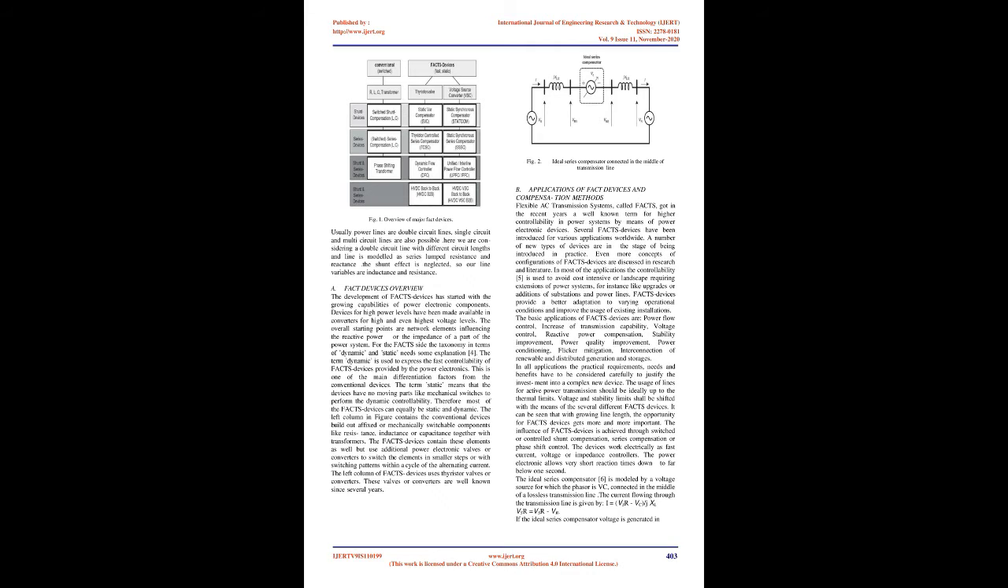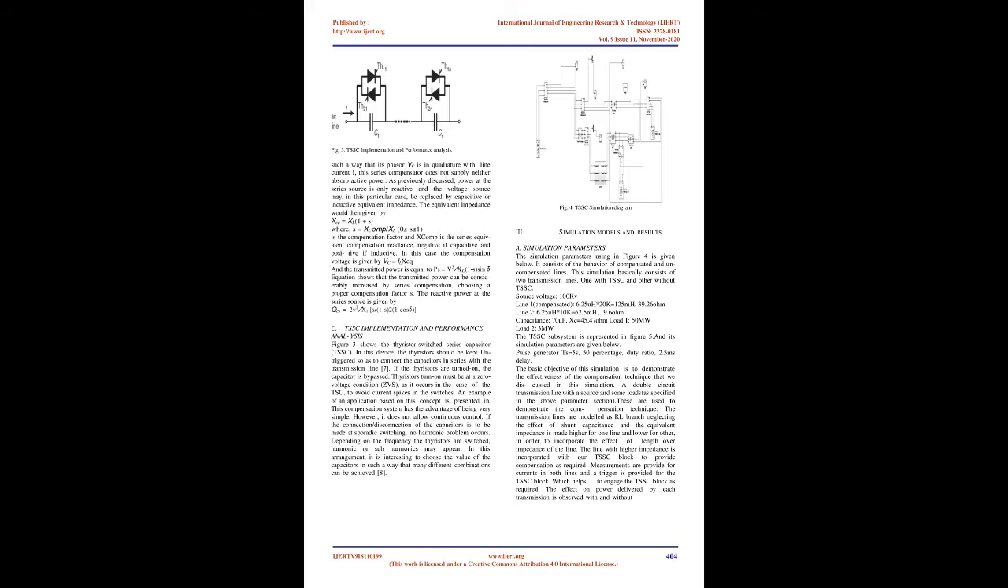For the FACT side, the taxonomy in terms of dynamic and static needs some explanation. The term dynamic is used to express the fast controllability of FACT devices provided by the power electronics. This is one of the main differentiation factors from the conventional devices. The term static means that the devices have no moving parts like mechanical switches to perform the dynamic controllability. Therefore most of the FACT devices can equally be static and dynamic.